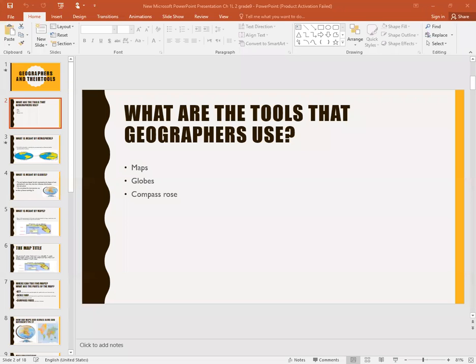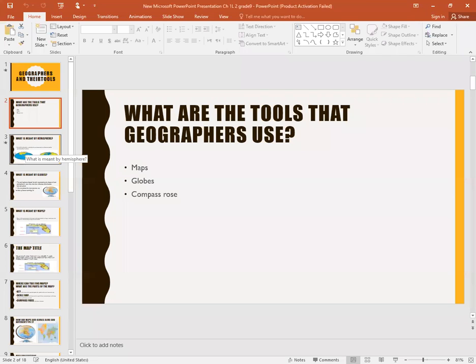Bamika, go ahead. Yes, Miss, they use maps, globes, and stuff like this. Thank you very much, Bamika. Adham and Bamika have said that geographers use maps, globes, and also they can use the compass rose.